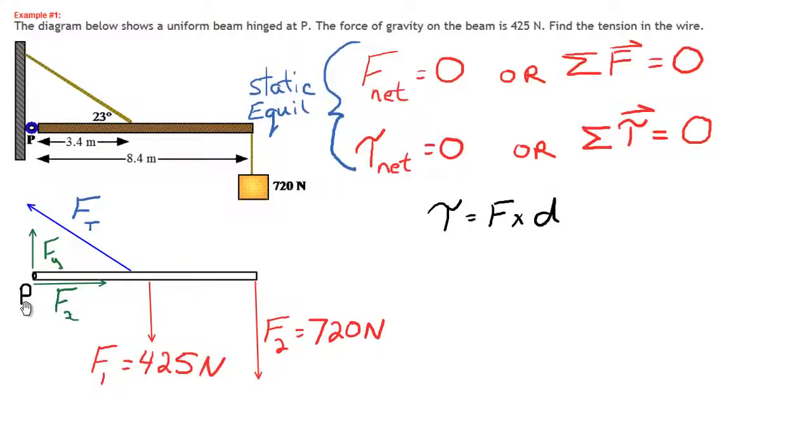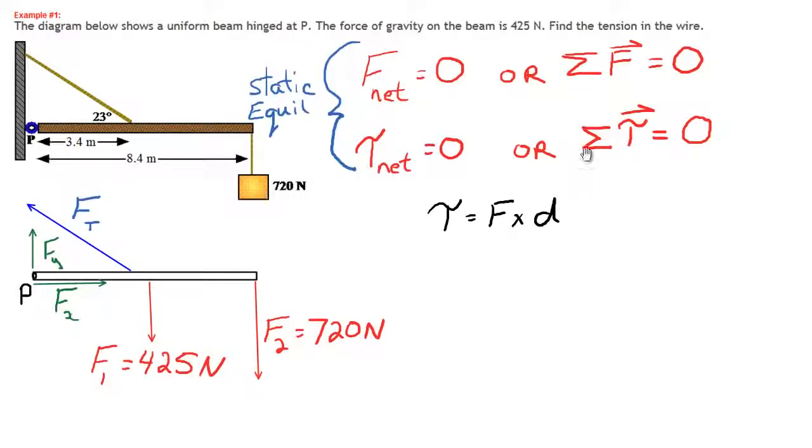I've chosen my pivot point at location P at the end. That way the torques generated by Fy and Fx are zero because the distance to the pivot point is zero, and I've effectively eliminated two unknowns from my rotational equilibrium condition. So I choose the pivot point to eliminate unknowns.